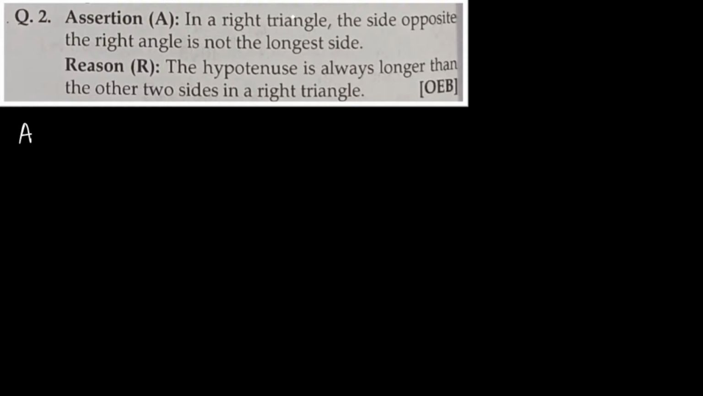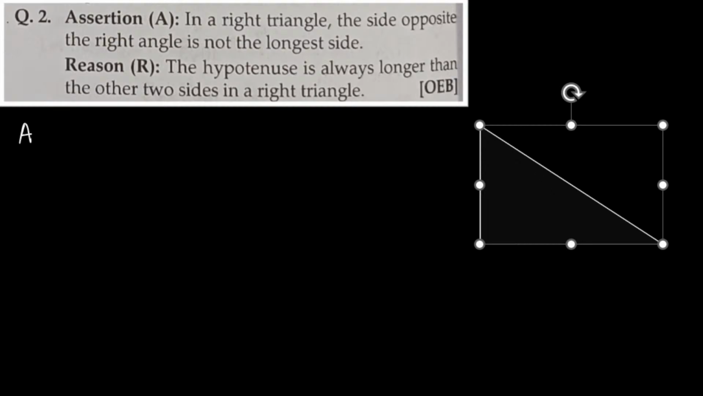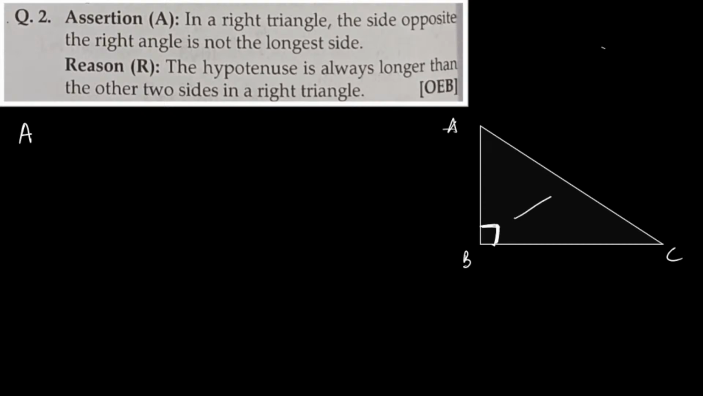In a right angle triangle. So right angle triangle I'll draw. So you have to see in a right angle triangle. So this is right angle triangle ABC, right angled at B. The side opposite to right angle is not the longest side. The side opposite to right angle, so this is angle B, which is right angle. So opposite side, if you see, that is AC. AC is the side which is opposite to right angle. They are telling this is not the longest side. It is the longest side, it's visible.